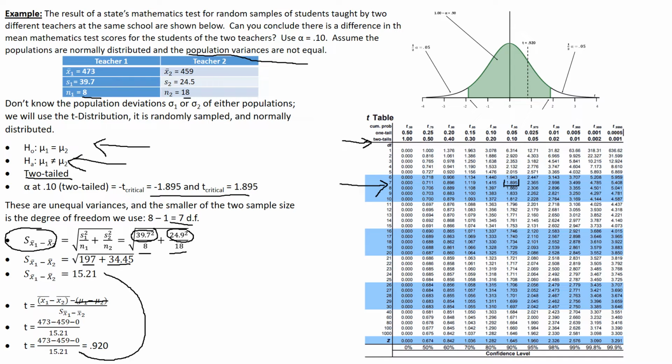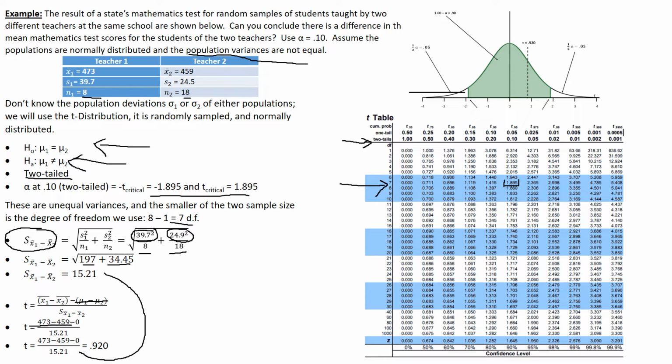Difference of 473 and 459. 473 minus 459 is 14. 14 divided by 15.21 is 0.920. So I got negative and positive 1.895.